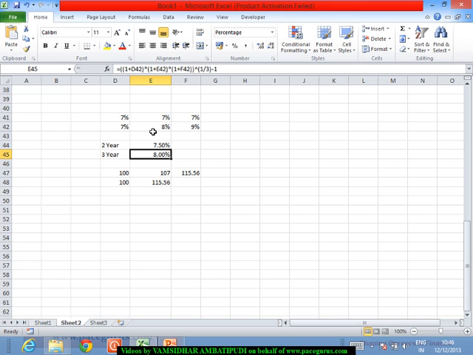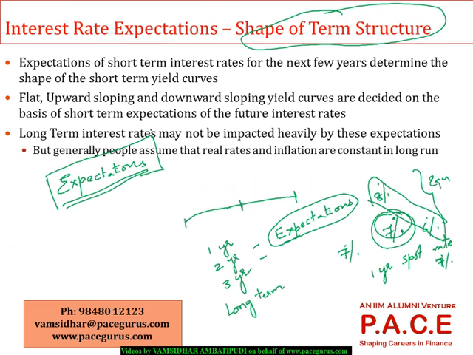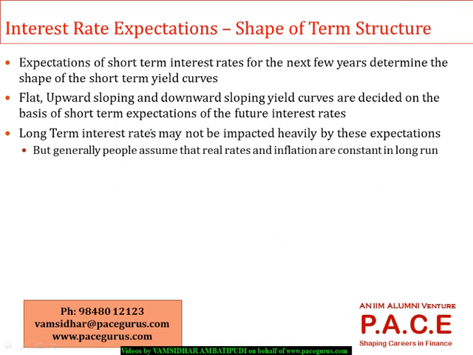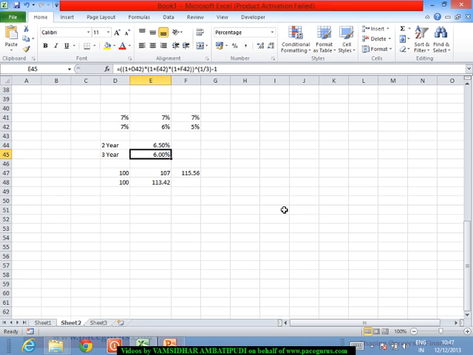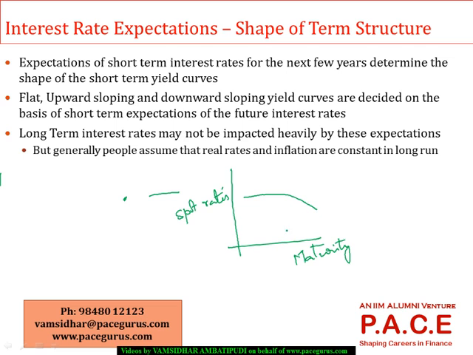So what we are seeing is, if the expectations of the short term rates are increasing, the spot rates will keep increasing. If the expectations are decreasing, the spot rates are also decreasing. So from this statement, I can expect my yield curve to be either flat. Yield curve is nothing but the curve that I am plotting with the maturities on the x-axis and the spot rates on the y-axis. So probably in this case we are seeing 7, 6.5 and 6. It's like a falling yield curve.